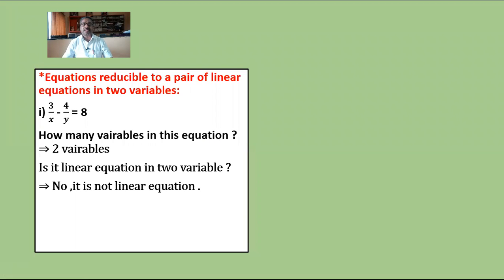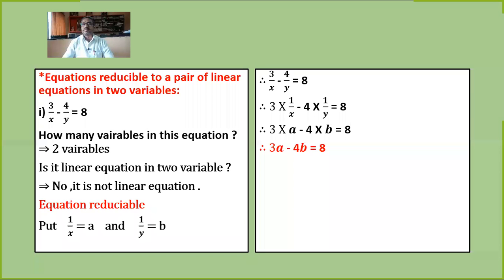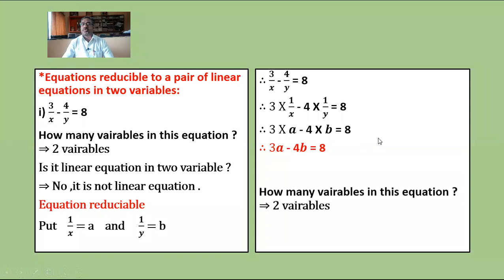How to reduce? Put 1 upon x is equal to a and 1 upon y is equal to b in this equation. We have to consider 1 upon x replaced by a, 1 upon y replaced by b. Therefore, we get 3a minus 4b is equal to 8. In this equation, there are two variables a and b.